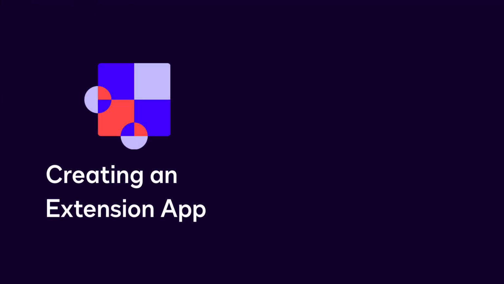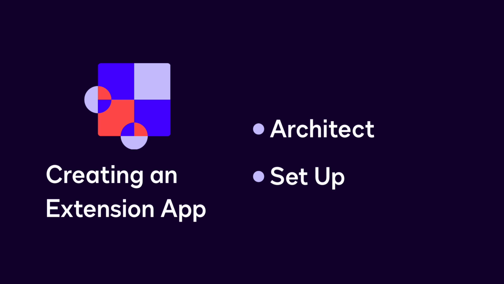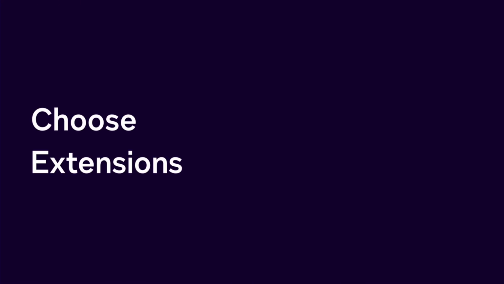Creating an extension app has two main parts: architecting your app and setting up your app on the DocuSign platform. Architecture involves planning your app structure and setting up your IT infrastructure to support your app. You first need to decide which extensions your app will use.